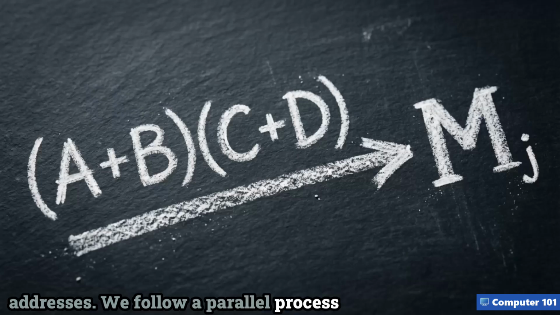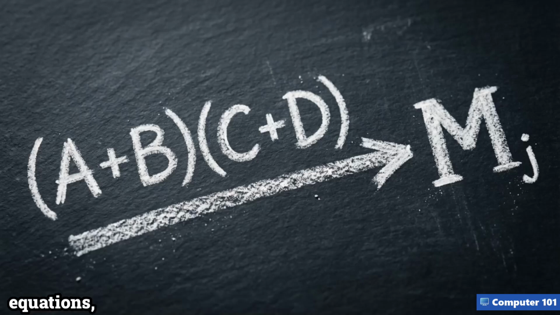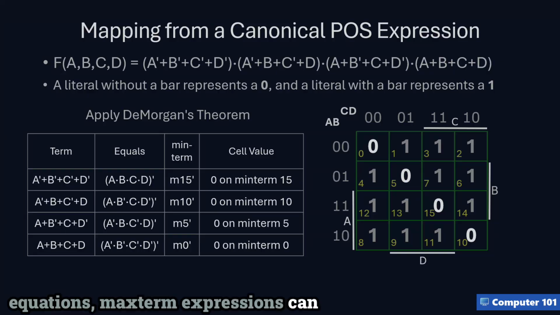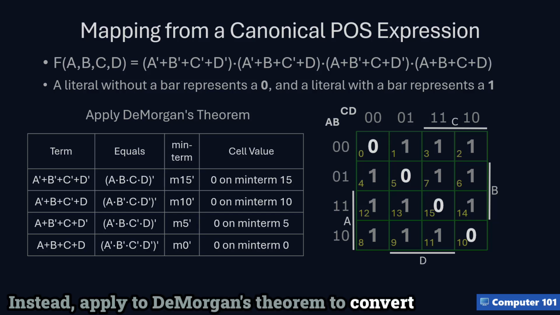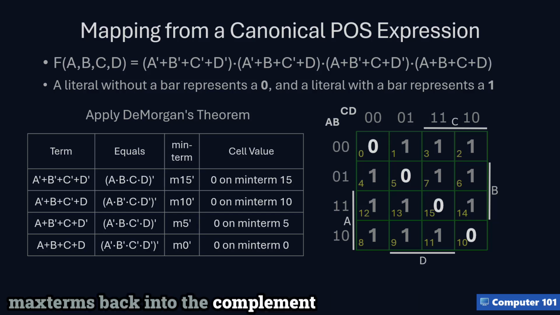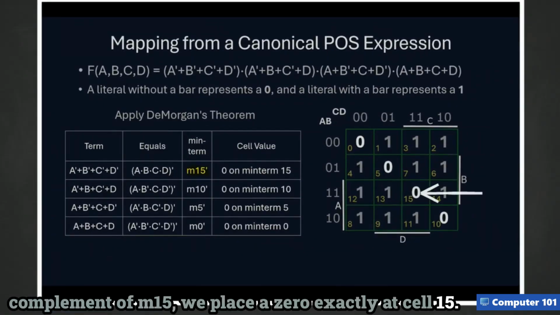We follow a parallel process for canonical product of sums equations. But instead of minterms, these POS equations target max terms. For POS equations, max term expressions can be confusing. Instead, apply De Morgan's theorem to convert those max terms back into the complement of familiar minterms. Because the first term converts to the complement of M15, we place a 0 exactly at cell 15.